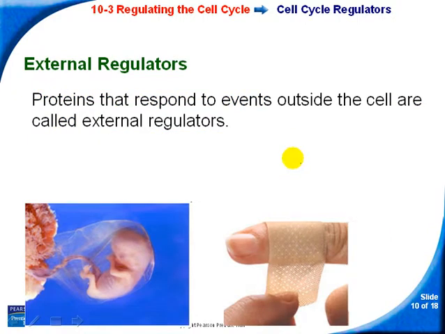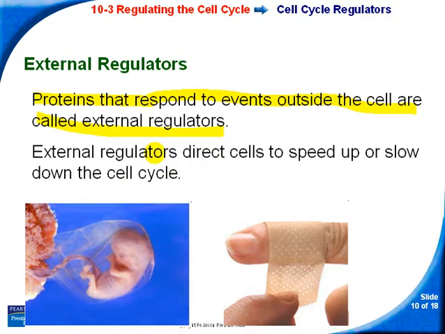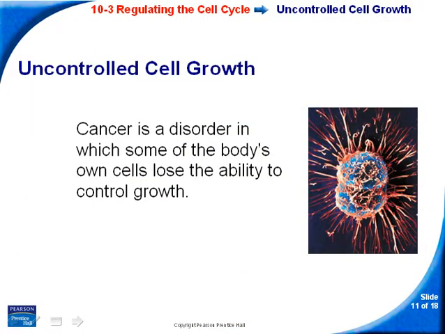External regulators respond to events outside the cell, and what this will do is it will direct cells to speed up or slow down the cell cycle. And a couple examples are embryonic development and with wounds, where we'll have regulators outside the cell. For instance, like we saw with the cells that were with contact inhibition, once they touched up against another cell, they would slow down the cell cycle so that they wouldn't divide anymore.